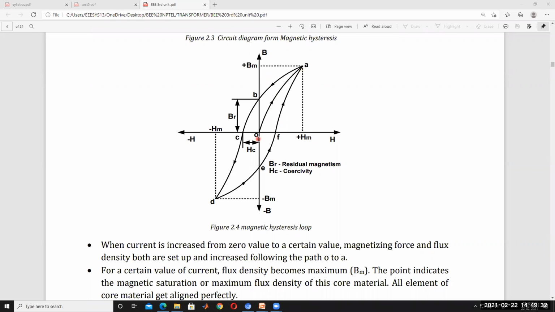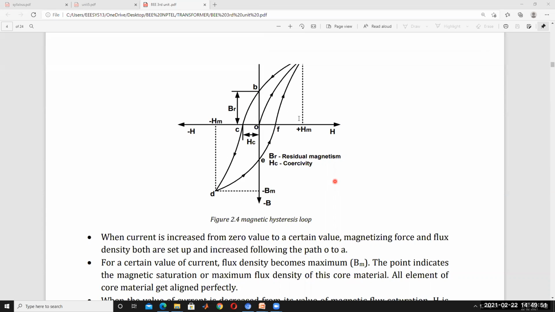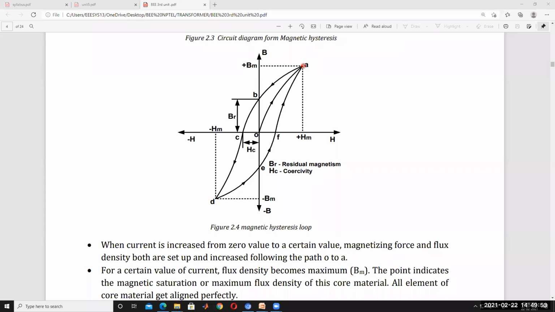So this curve is 0 to A. For a certain value of current, the flux density becomes maximum, Bm. The point indicates the magnetic saturation, or maximum magnetic flux density, of the core material. This point is called the maximum value of flux.